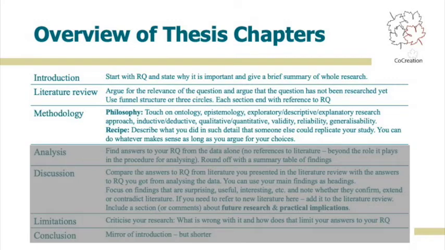The next section is the methodology section. And the methodology section has two overall parts. One part deals with the philosophy. So there you have to clarify your ontology, your epistemology, your research approach, what kind of methods you're using, something about your validity criteria, and so on. So this is like the philosophical background.